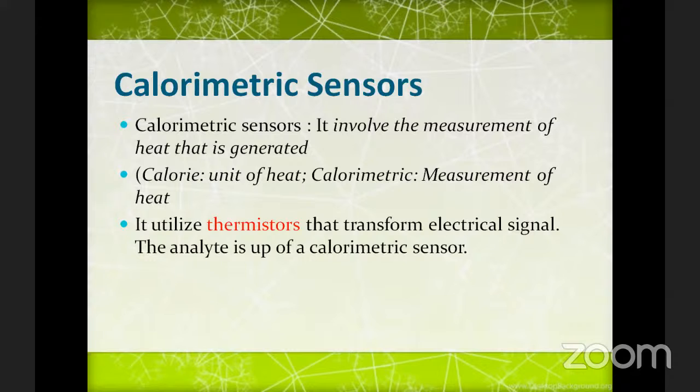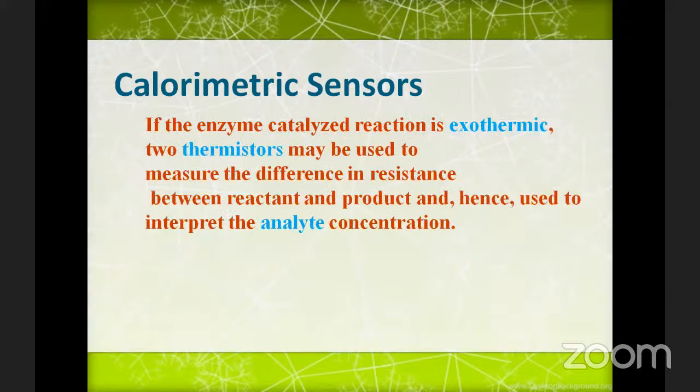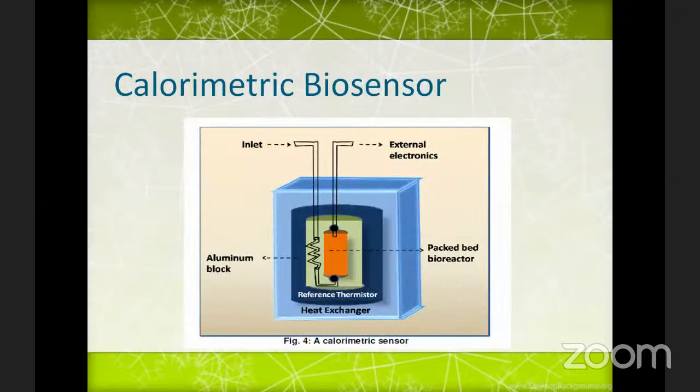Therefore, this implies a bioreactor having two thermistors employed in it. One is the reference thermistor, and at the exit of the bioreactor there is one more thermistor. So the thermistor senses the temperature when the reactants are input to the bioreactor, and one more sensor is placed at the output of the bioreactor.